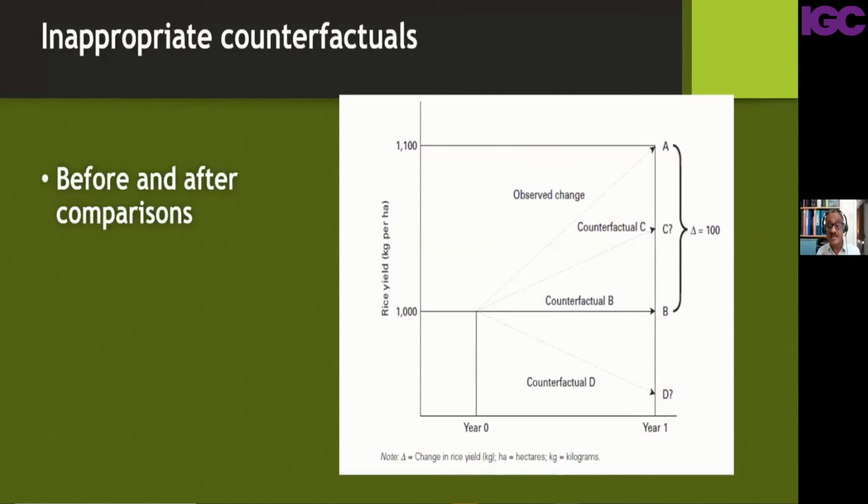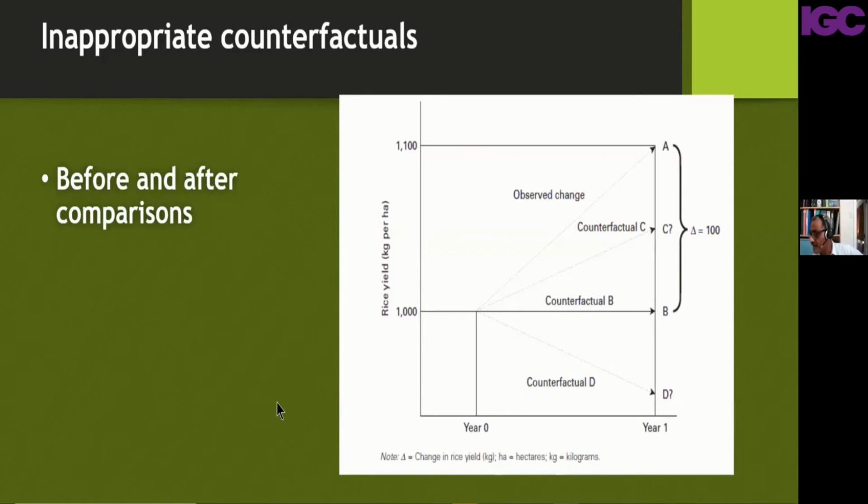This is conceptually incorrect because we really do not know what would have happened to the beneficiary in the absence of the program. So that is why this is incorrect, although these before and after comparisons are still widely used in the context of a lot of development programs.